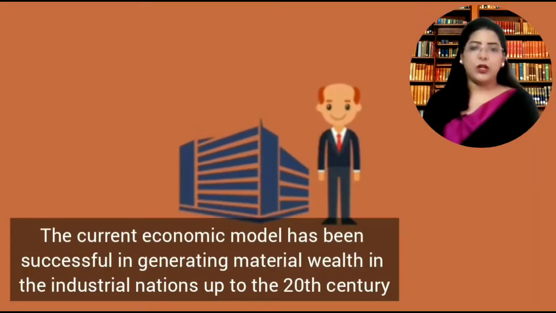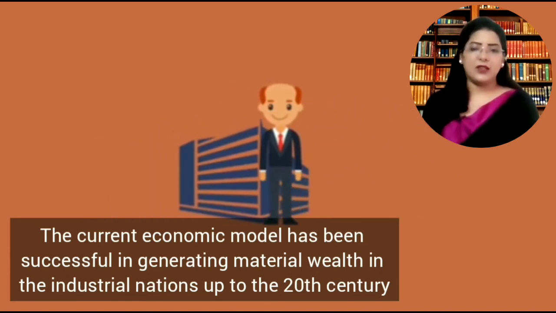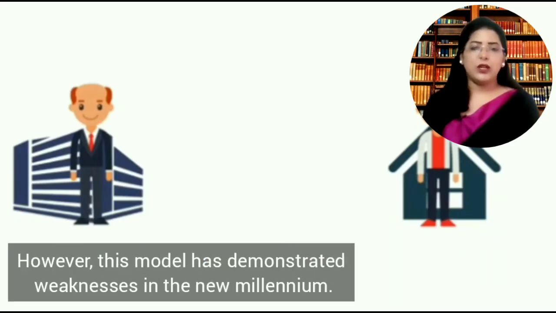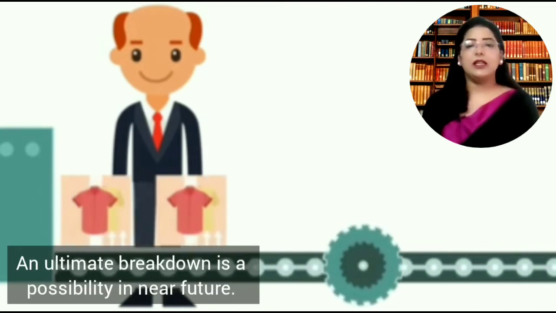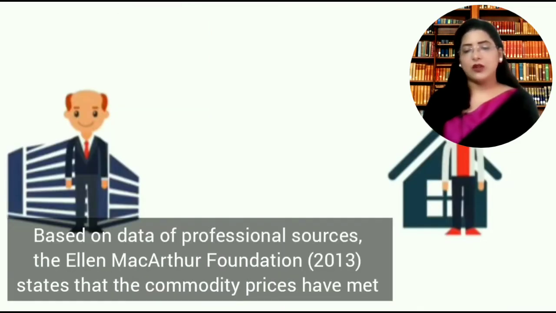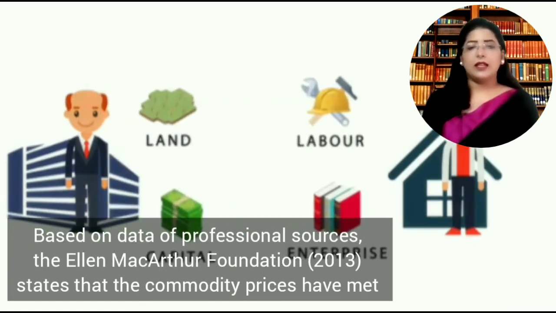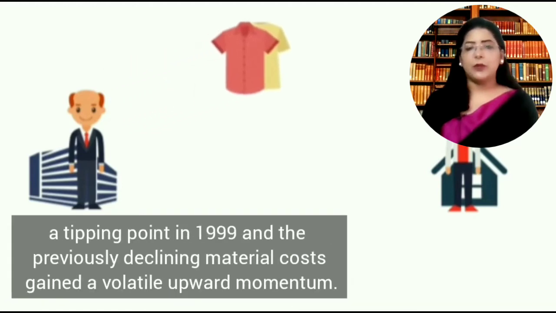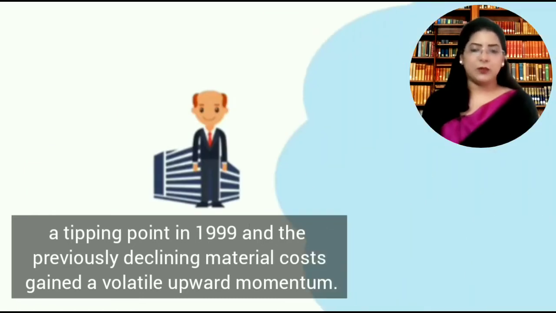The current economic model has been successful in generating material wealth in the industrial nations up to the 20th century. However, this model has demonstrated weaknesses in the new millennium. An ultimate breakdown is a possibility in the near future. Based on the data of professional sources, the Ellen MacArthur Foundation states that commodity prices met a tipping point in 1999 and the previously declining material costs gained a volatile upward momentum.